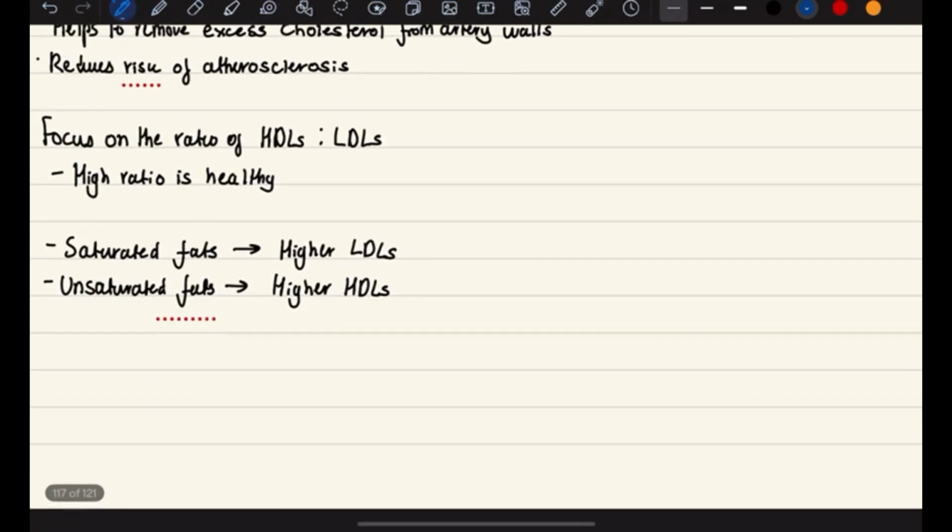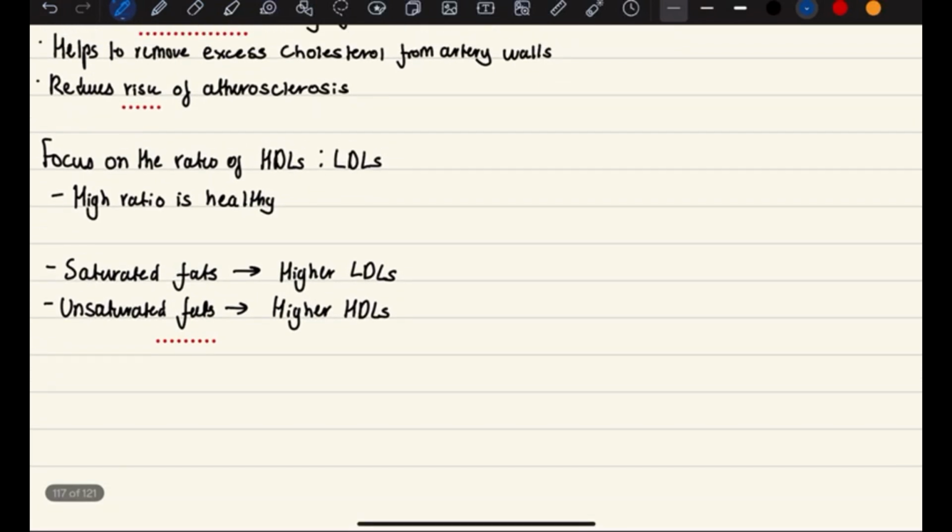Cool. And I just thought it was important to mention saturated fats, LDLs, unsaturated, HDLs. And really, whenever you're answering questions, you want to think about HDL to LDL ratio. Yeah, you want a high HDL to LDL ratio. That kind of indicates better health. So just be aware of that as well.